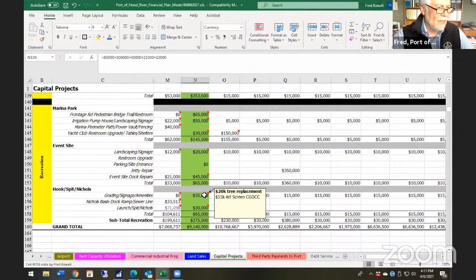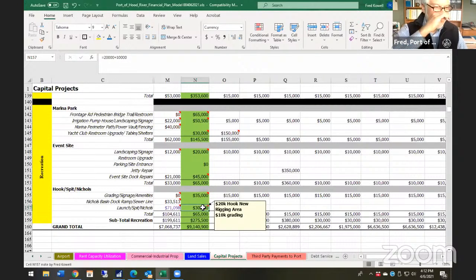At the hook, we have some tree replacement that needs to occur. And CGOCC has some art that they want to present to us, that I put in the forecast, that may or may not go forward. We'll see. And then some rigging up at the hook, and some grading work that needs to occur for both the spit and the hook.